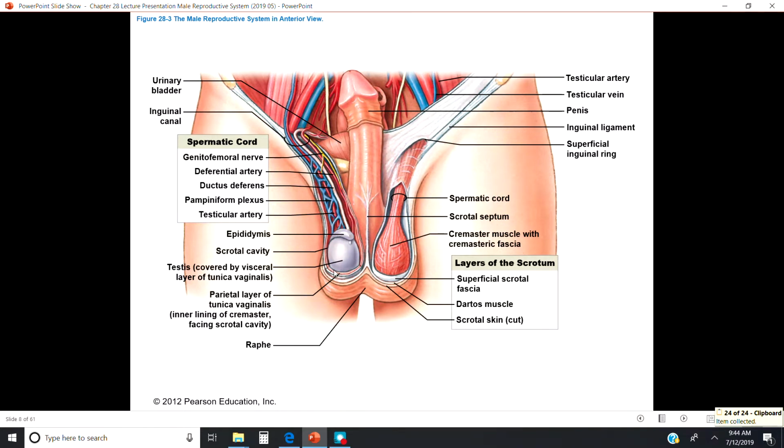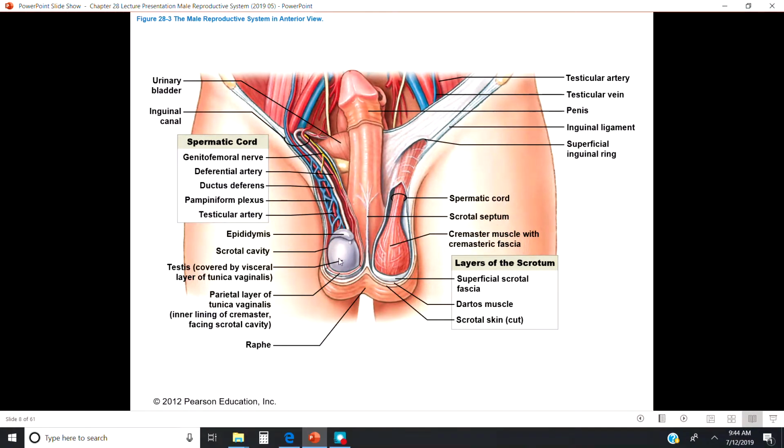So if we would take a look back at that picture over here, we can see this kind of pinkish line right here. This would be lining the inside wall of the scrotum, and then the same tissue would be on the testicle. The one lining the wall of the scrotum you're going to call the parietal layer. The one that's on top of the testicle, covering the testicle, is the visceral layer.